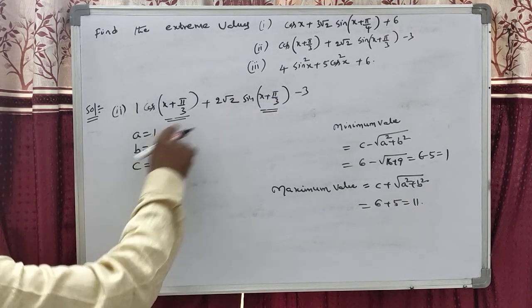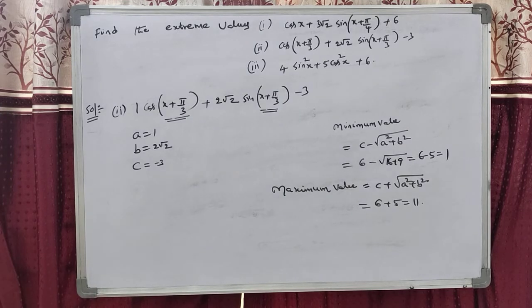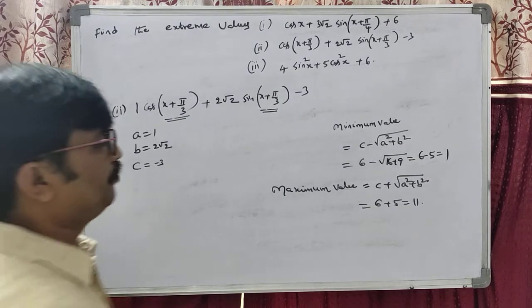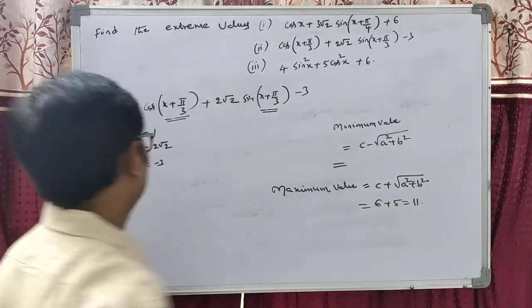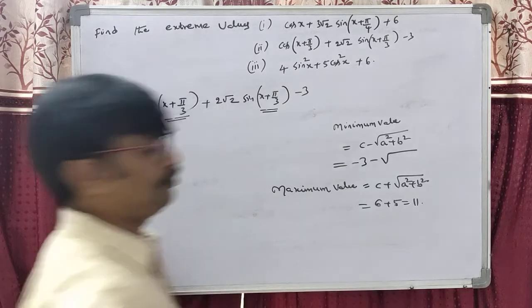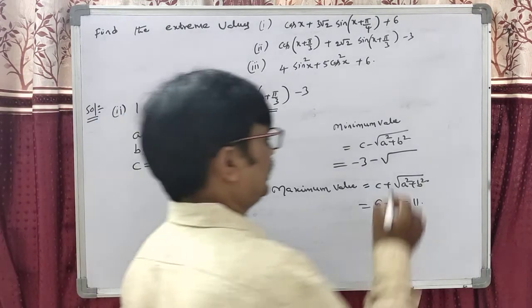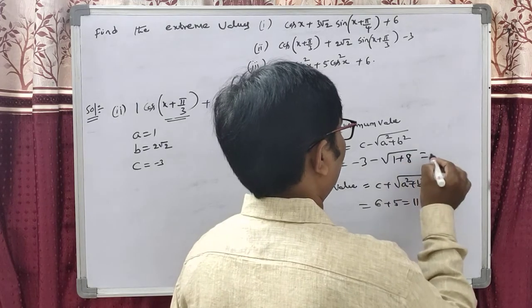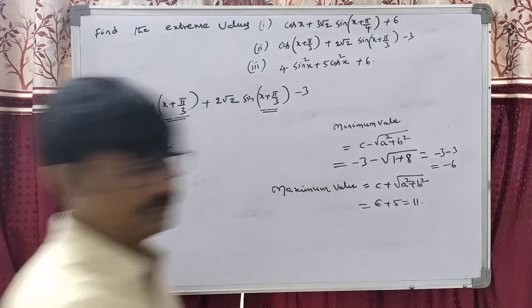A is 1, b is 2 root 2, c is minus 3. Now students, we can write the minimum value. The minimum value is c minus root of a square plus b square, that is minus 3 minus root of 1 plus 8. Now this is minus 3 minus 6.